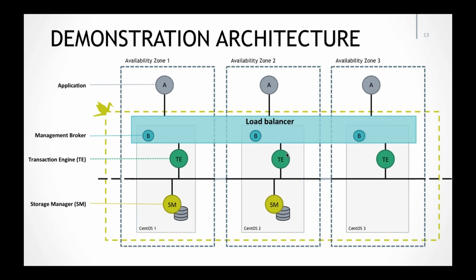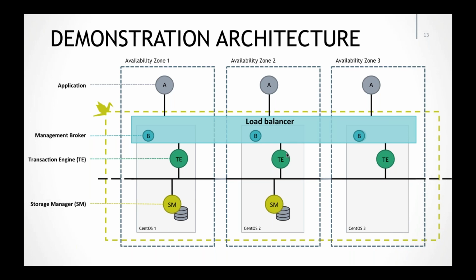But our application, we're going to demonstrate how you can make it durable across geographies and zones. So in zone 2, we're going to bring up another transaction engine and another SM. So now, if we are to lose either a TE or an SM, that would be okay, because we still have 1 TE and 1 SM left, and that's all we require to run the database.